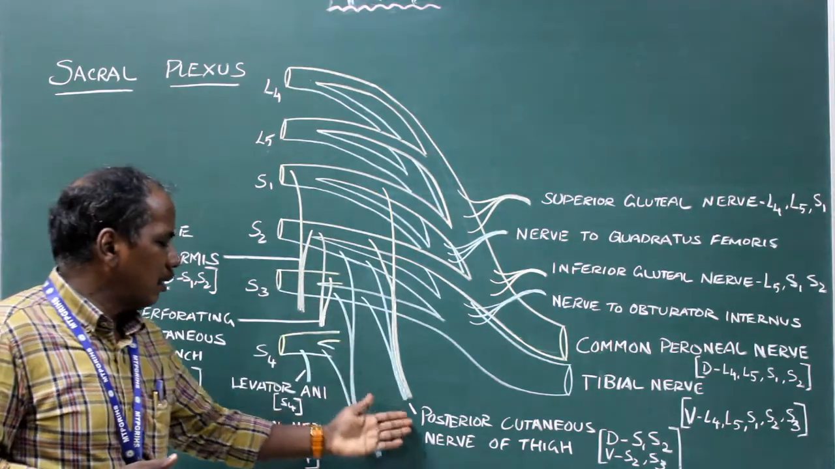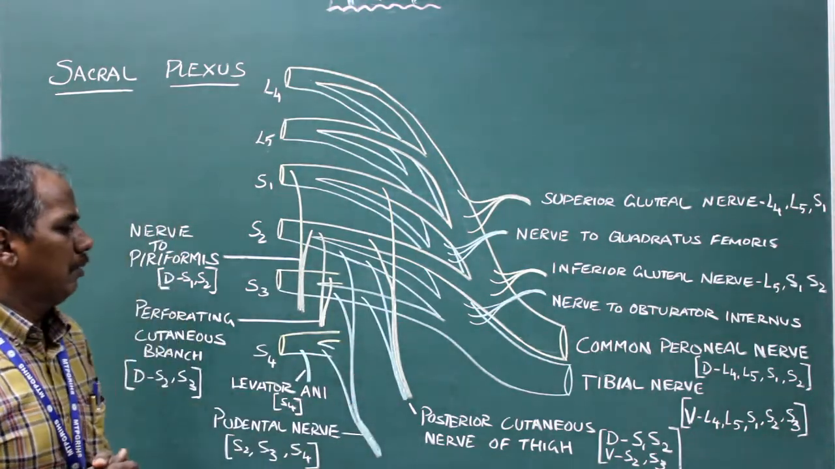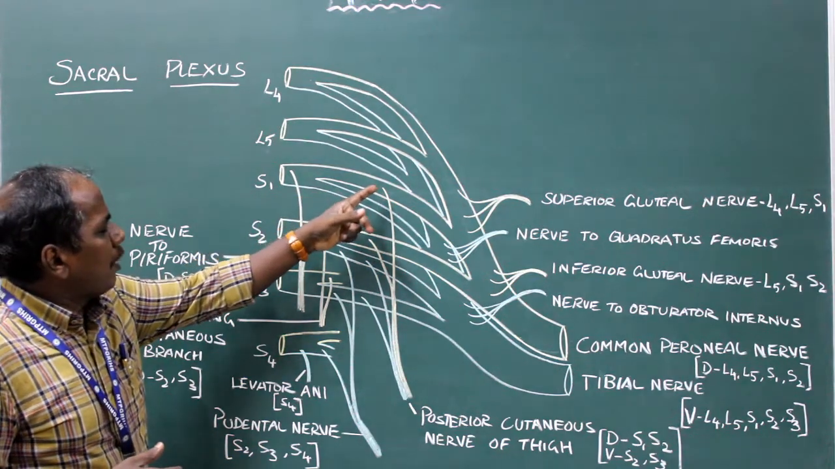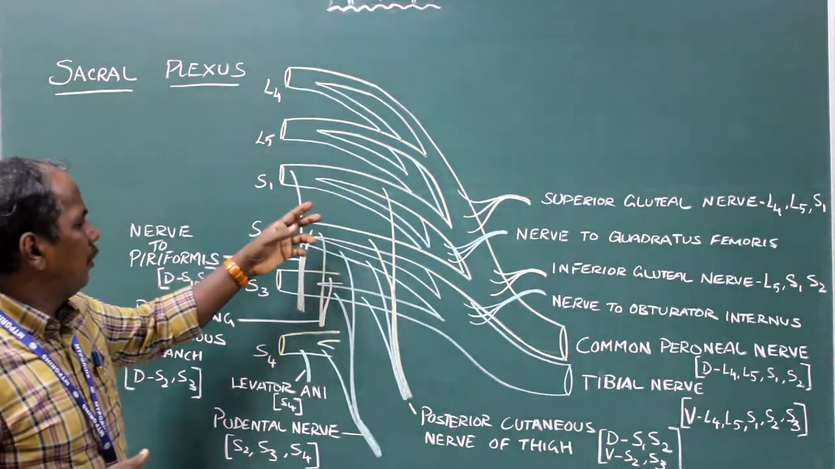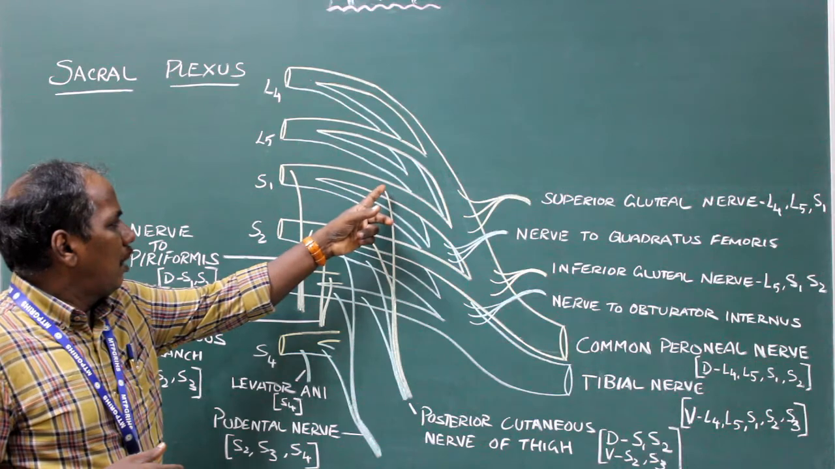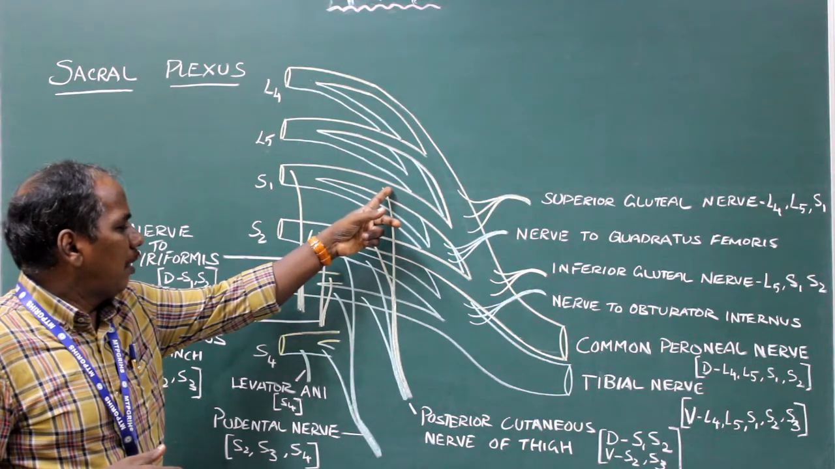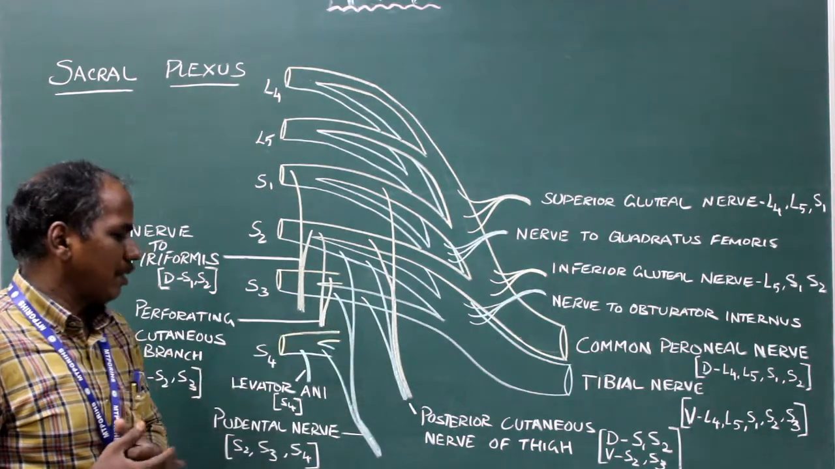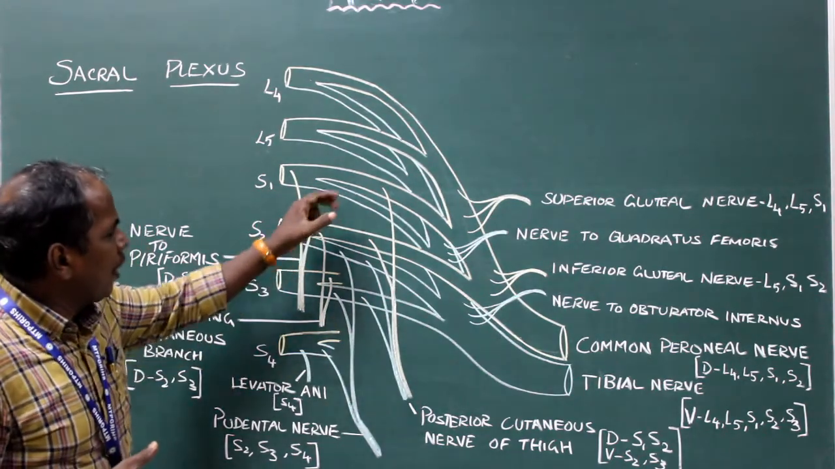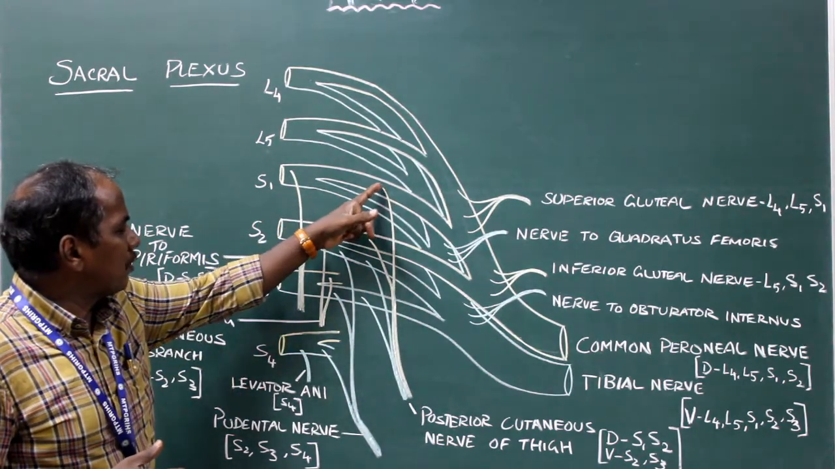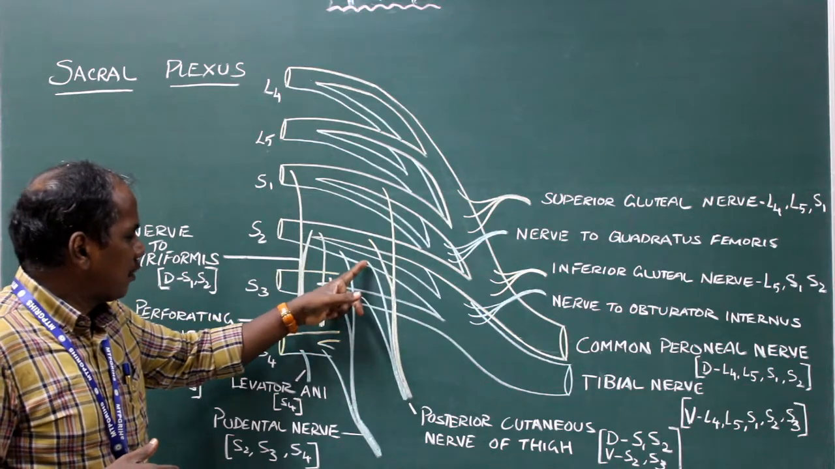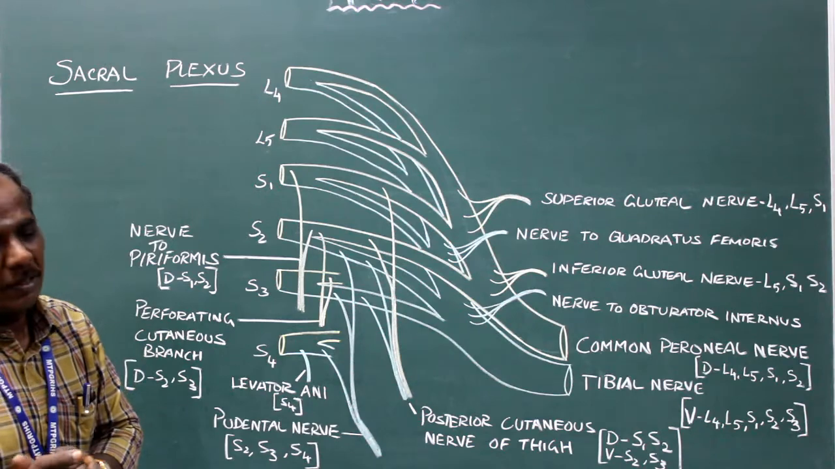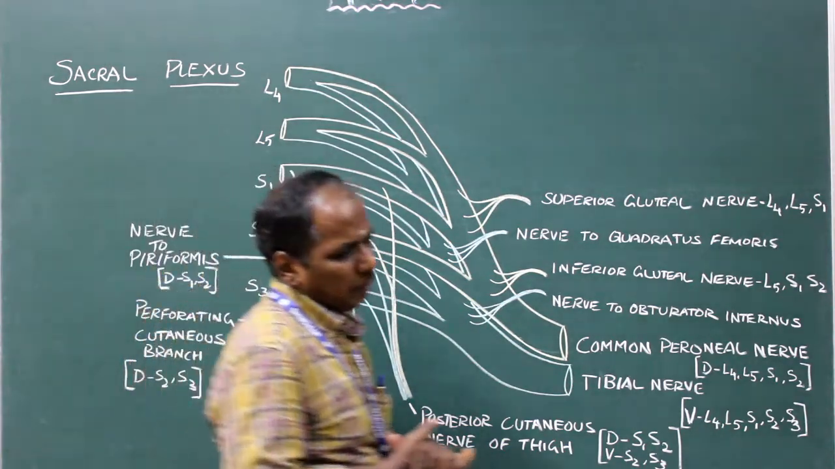Posterior cutaneous nerve of thigh. It arises from the dorsal division of S1 and S2 and the ventral division of S2 and S3. So the branches arising from the dorsal division of S1 and S2 and the ventral division of S2 and S3 join to form the posterior cutaneous nerve of thigh.